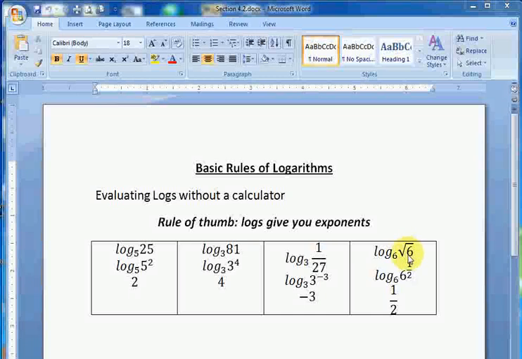And my last example is log base 6 of root 6. Again, we need to account for the square root of 6. Well, the square root of 6 is just 6 to the 1/2 power. So log base 6 of 6 to the 1/2 is 1/2. Again, all we're trying to do is simplify logs.